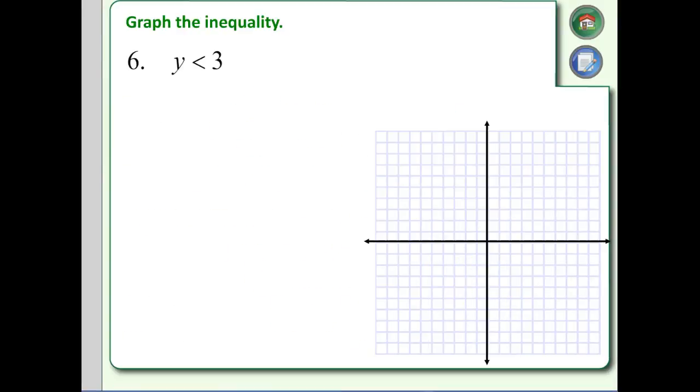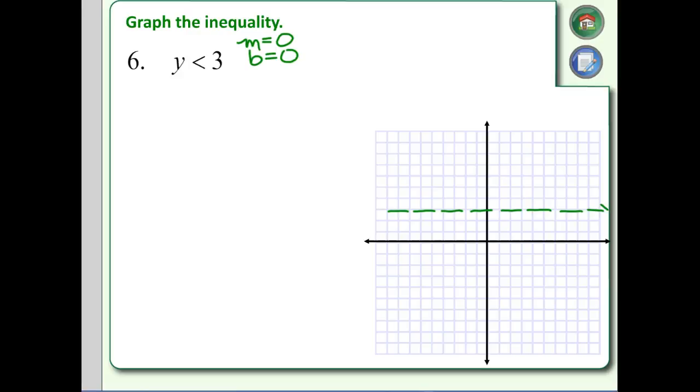Let's try a few more. Now, if you're looking at this equation, we've got y is less than 3. Now, if you notice, there's no m in here. There's no x, and so that means that m has to be 0, and our y-intercept is 3. Now, if you remember from chapter 7, anytime I have y only, that's going to give me a horizontal line. So we're going to go to where y equals 3 and draw a horizontal line.